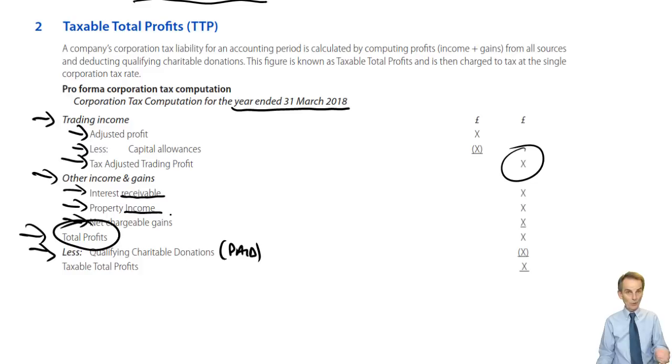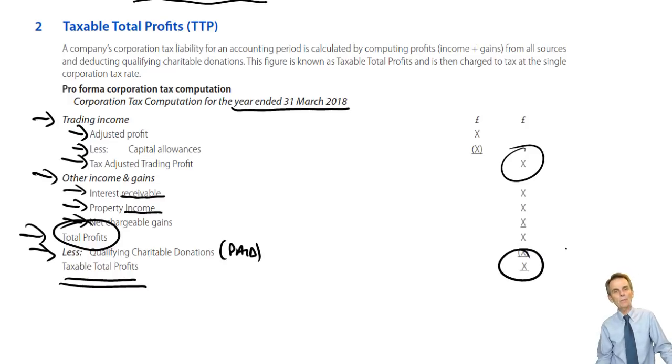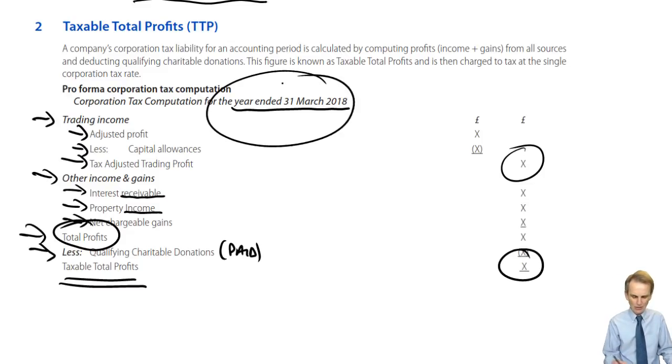So take out what has been paid as qualifying charitable donations. You will be clearly told that figure in a question. Then you get your bottom line TTP. That we know is the figure to be subjected to corporate tax. What tax rate? It depends what this accounting period is.